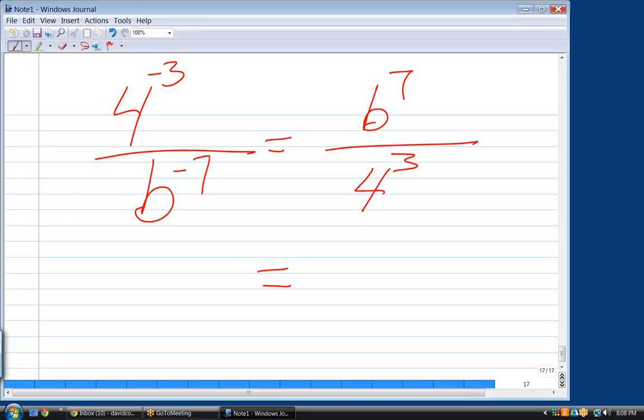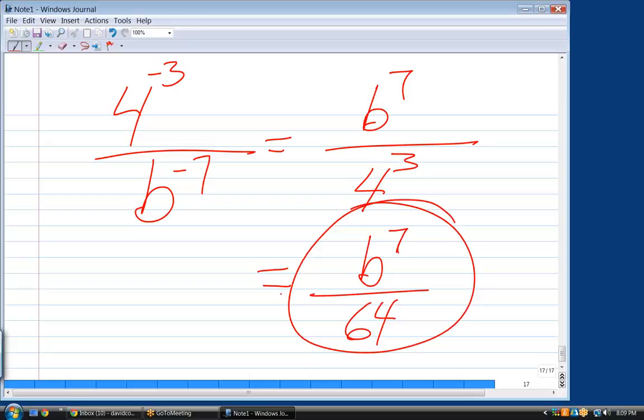Okay. What is 4 to the third? 32. Multiply it together 3 times. What do you get? 4 times 4 is 16. 16 times 4 is 64? Yeah. So that's the answer you want to give. In other words, simplify whenever you can and make exponents positive wherever you can.